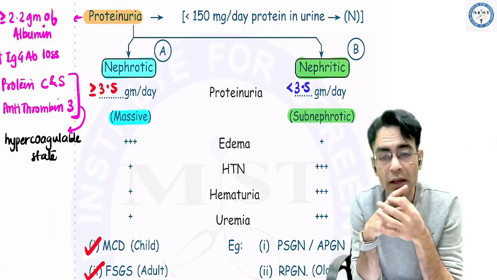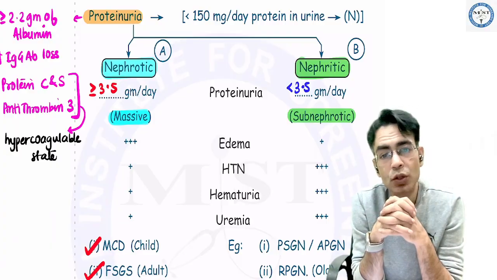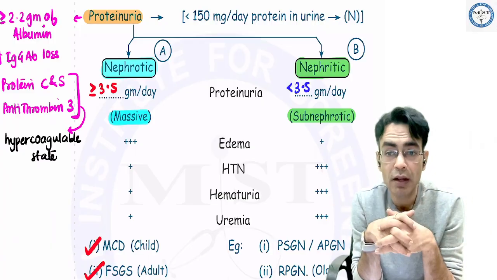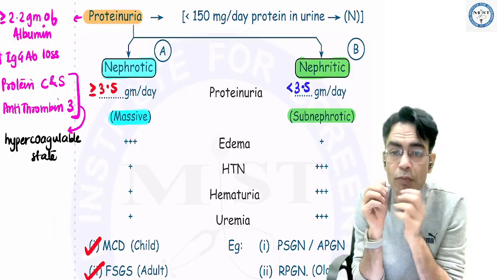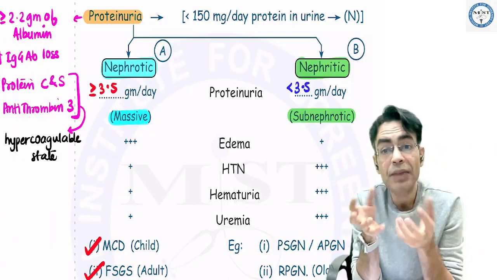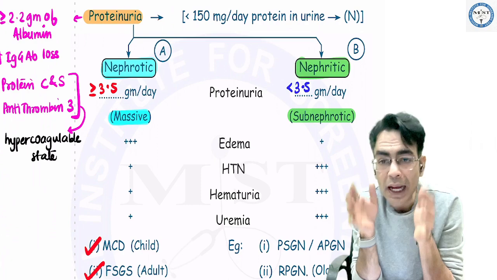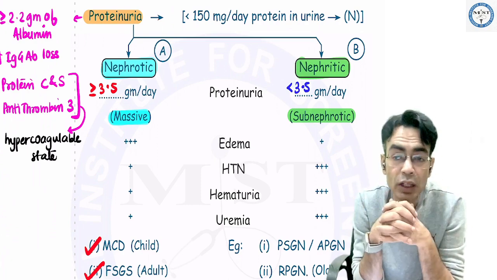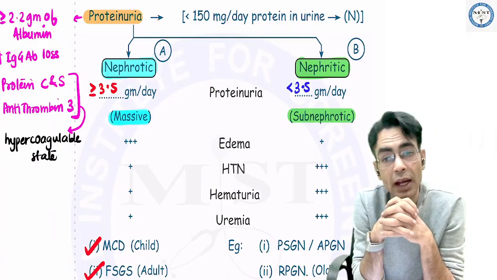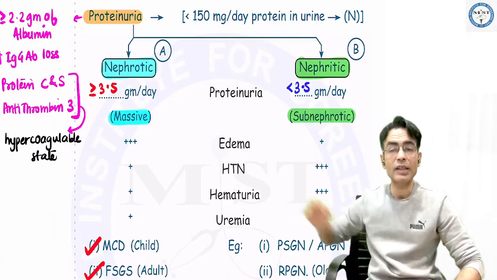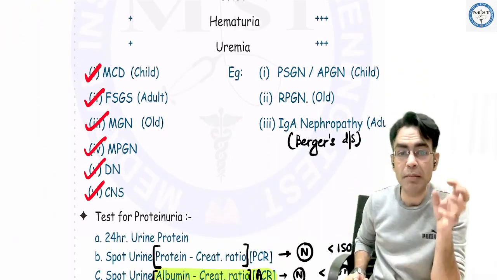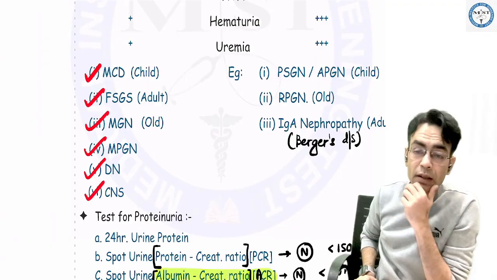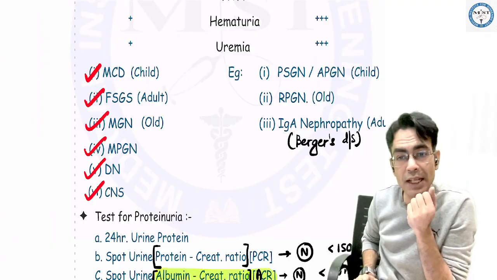In this protein loss, the maximum protein you are losing is albumin, but you are also losing IgG antibodies, so infection can occur in a patient of glomerulonephritis. You are also losing proteins like protein C, S and antithrombin III, which are antithrombotic proteins that do not allow the blood to make clots. If you are losing them, there are high chances of clot formation in these patients. Now, nephrotic syndrome examples are MCD, FSGS, MGN, MPGN, DDD, and you have three in nephritic syndrome, that is PSGN, RPGN, and IgA nephropathy.